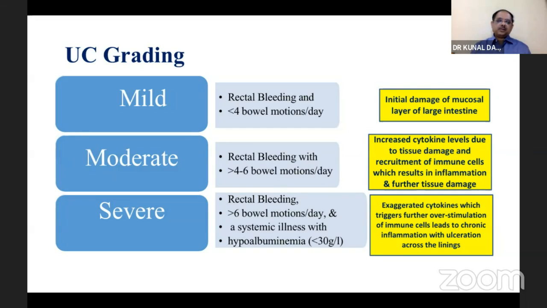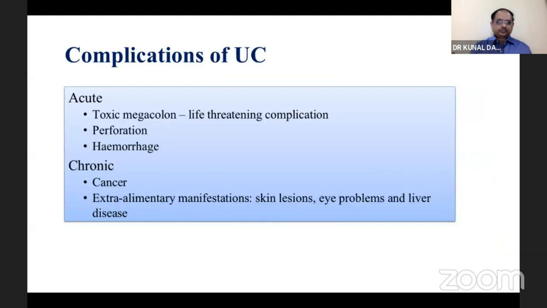Whereas there may be certain cases where it is very severe, the rectal bleeding is there, and the frequency of bowel motions is more than 6 per day. There is also systemic inflammatory response syndrome, systemic illness, along with hypoalbuminemia of less than 30 grams per liter. In severe disease, there may be exaggerated cytokines, which trigger further overstimulation of immune cells, leading to chronic inflammation and ulceration across the linings.